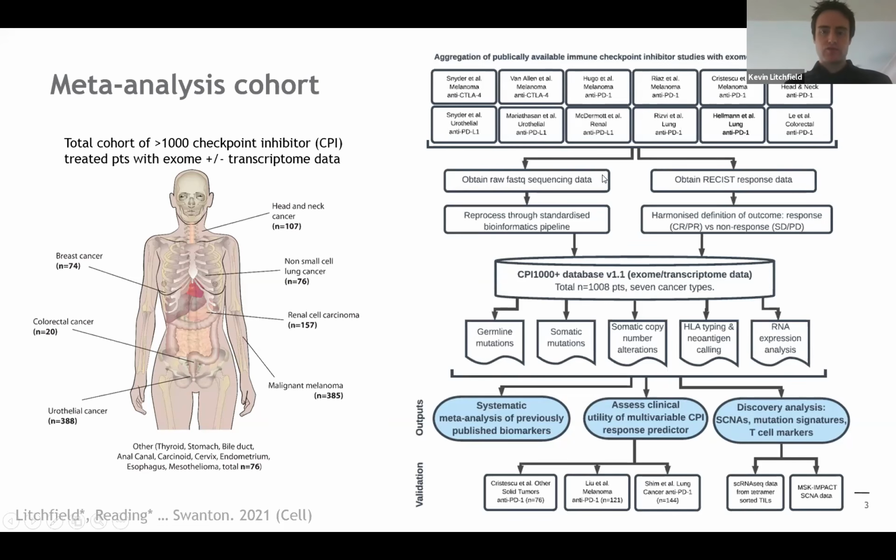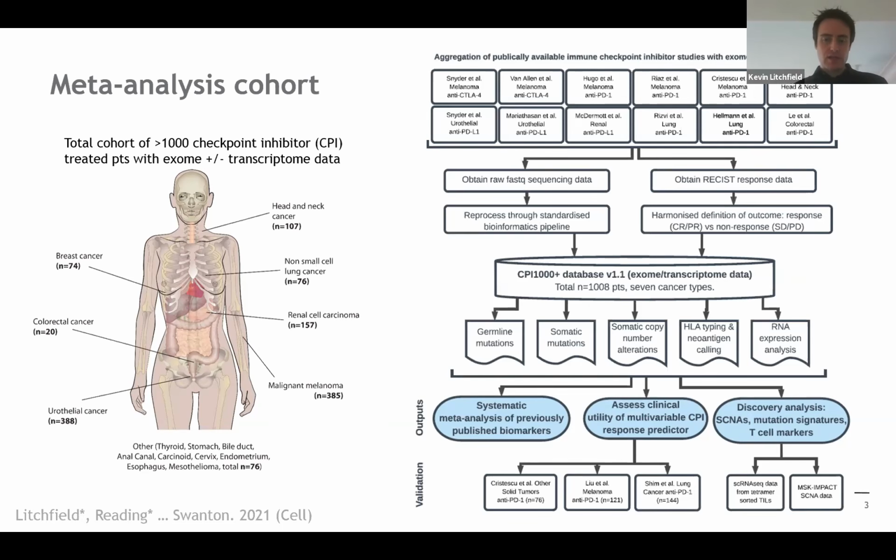We take all the data sets as raw sequencing reads, reprocess them through a standardized bioinformatics pipeline to ensure it's comparable. We also harmonized the clinical response labels under the RECIST criteria with a defined outcome metric of radiological response, so CR/PR versus SD/PD under the RECIST criteria. And then our pipeline produces a standard set of outputs, the obvious things like germline mutations, somatic mutations, copy number alterations, neoantigen scores and HLA types, and a variety of RNA expression signatures.